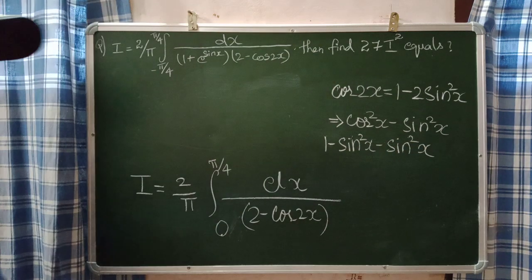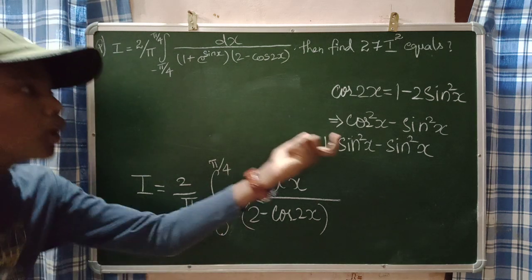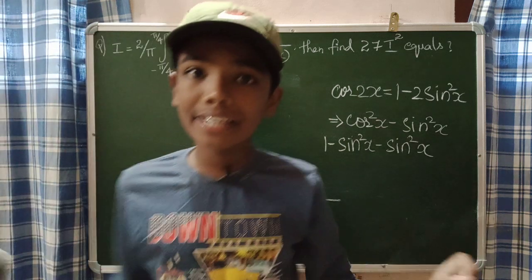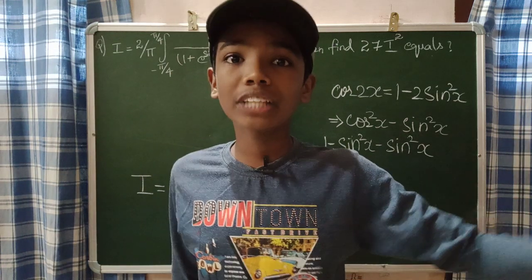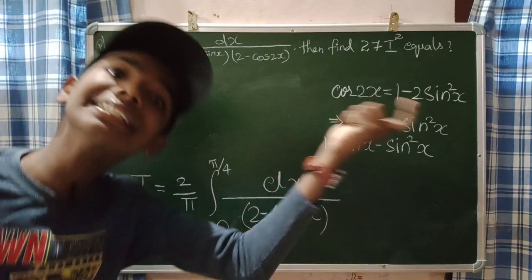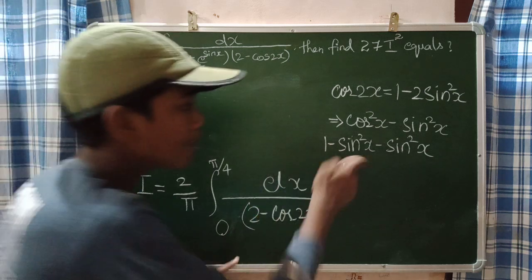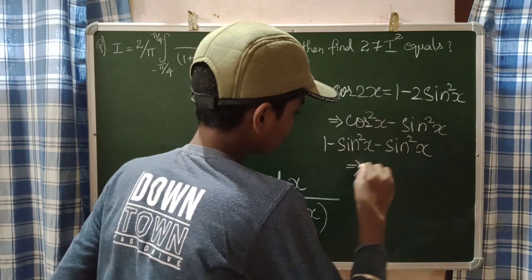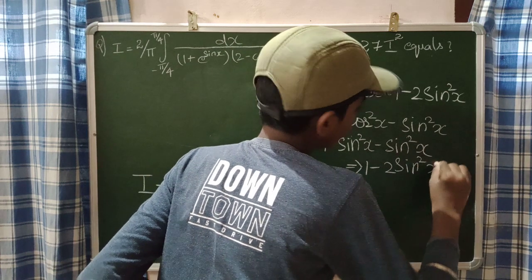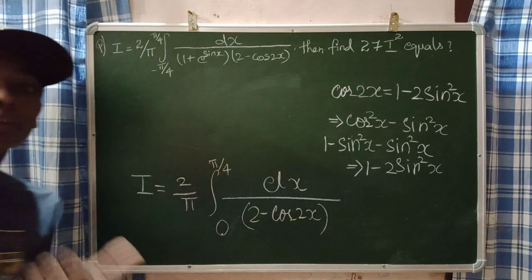What I am doing is cos of 2x is cos square x minus sin square x, that's a double angle formula. Now I can write this cos square x as 1 minus sin square x, that's by your Pythagorean identity, because sin square x plus cos square x will give us 1, and that's how I am saying cos square x will be 1 minus sin square x. That is kind of obvious, right? So this can be written as 1 minus 2 sin square x, and that's how I am saying cos of 2x is 1 minus 2 sin square x. I hope that makes it clear now.